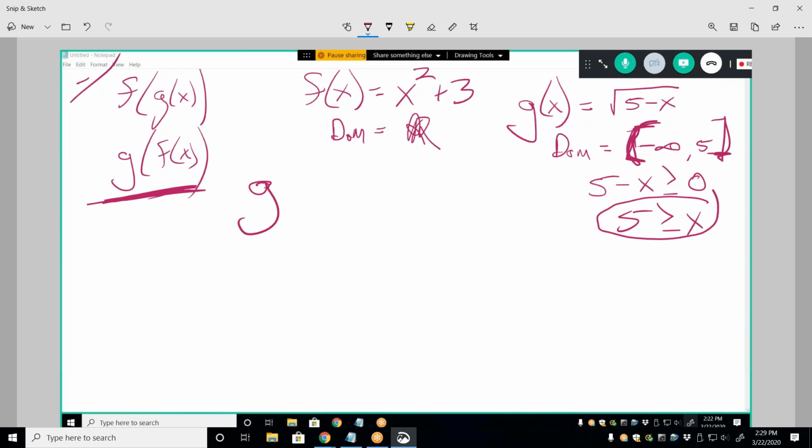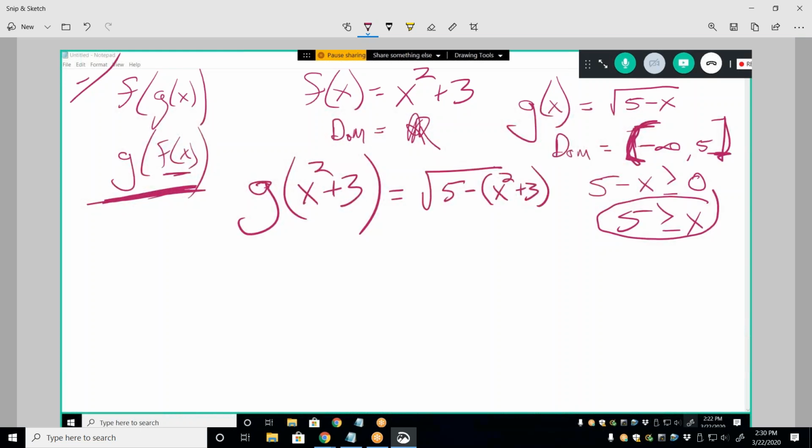G of what? This is the step that you tend to want to skip over. What's f of x? X squared plus 3. So it's g of x squared plus 3. That's what we're doing. Now substitute it. So it's root 5 minus x squared plus 3, in parentheses, all of it. And if you don't use the parentheses, you're getting the wrong answer.